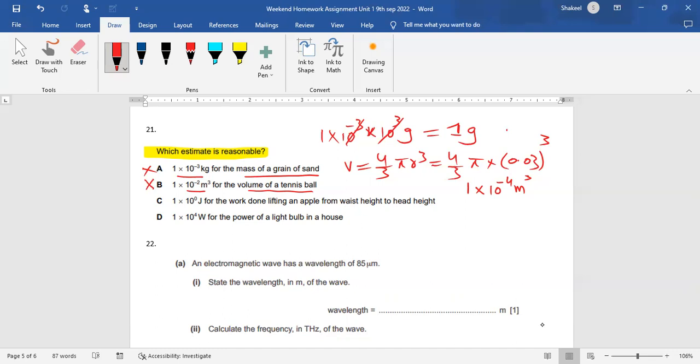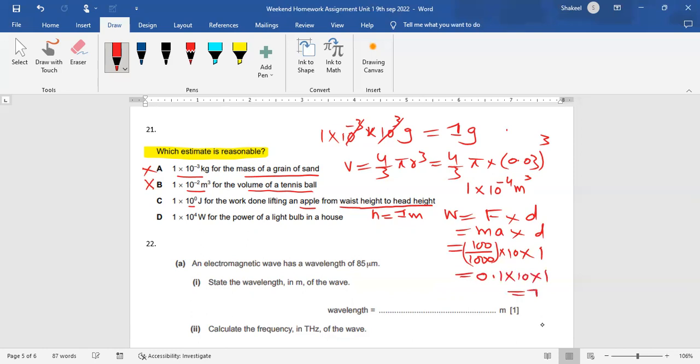Then 1 into 10 power 0. 10 power 0 is like 1. So it means 1 joule of work done in lifting an apple from waist height to head height. Waist height to head height is approximately 1 meter, and apple mass is about 100 grams. Work done is force into distance, and force is m a. The mass is 100 gram, which in kilogram is divided by 1000, acceleration is 10 and height is 1. So it is 0.1 into 10 into 1, which is 1 joule. So exactly, we have this answer.